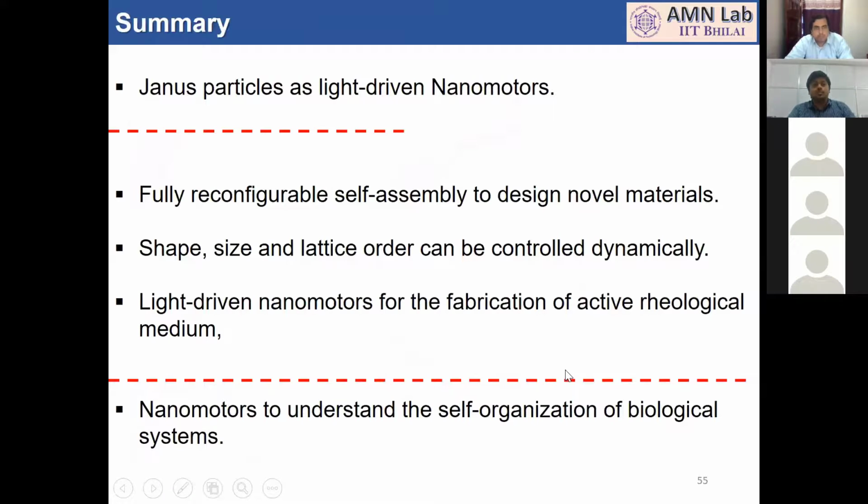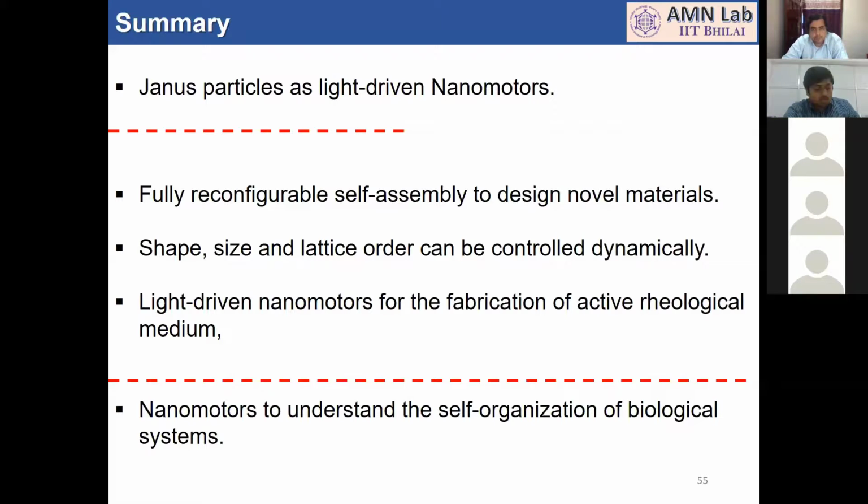Let me conclude. So we showed in the research that Janus particles can be used to fabricate or design nanomotors by selectively, carefully choosing the right materials. And these nanomotors can be used to form dynamic self-assemblies to fabricate materials with unique properties like reconfigurability and reversibility, etc.